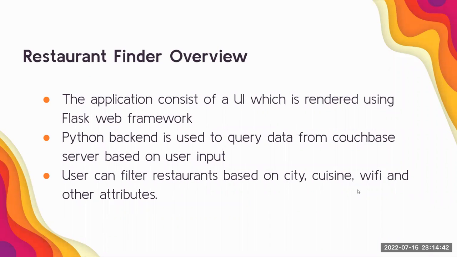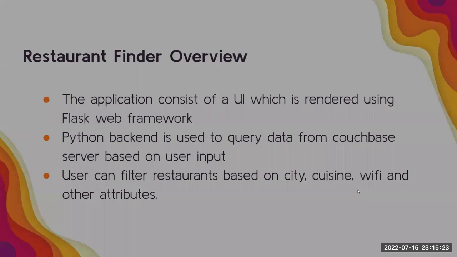Moving on to our application, we have built a restaurant finder. The overview of the whole application is that we have built it using Flask, which is a Python-based web framework, and that takes care of our UI. Since we were already using a Python-based framework, we decided to stick with Python for coding and taking care of our backend. Our backend is responsible for querying our data, creating prepared statements, and firing them to the Couchbase server. So the user can filter restaurants based on city, cuisine, Wi-Fi, and other attributes to find their respective restaurants.